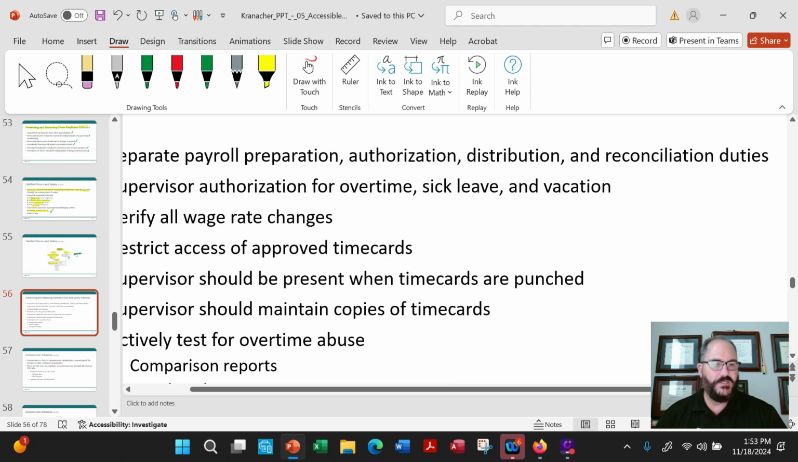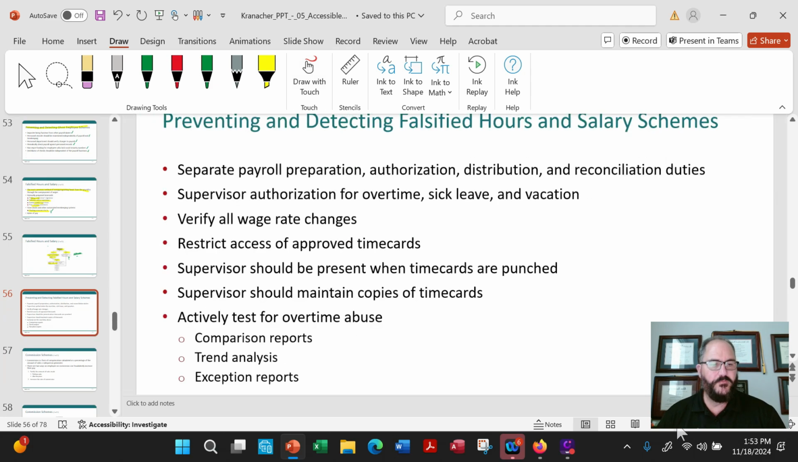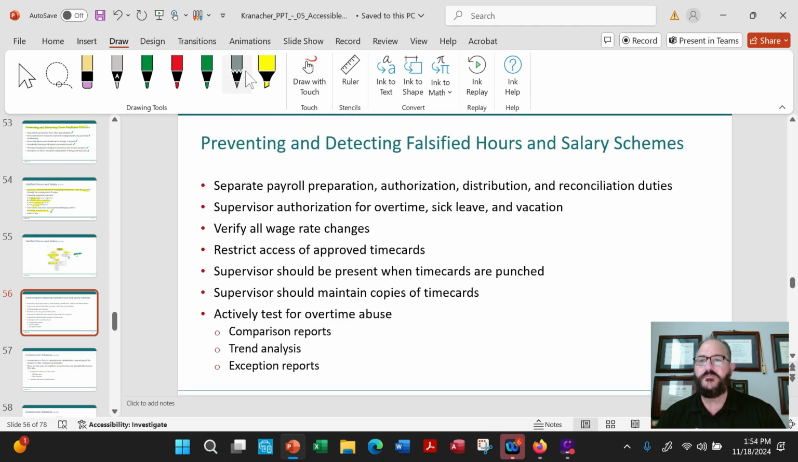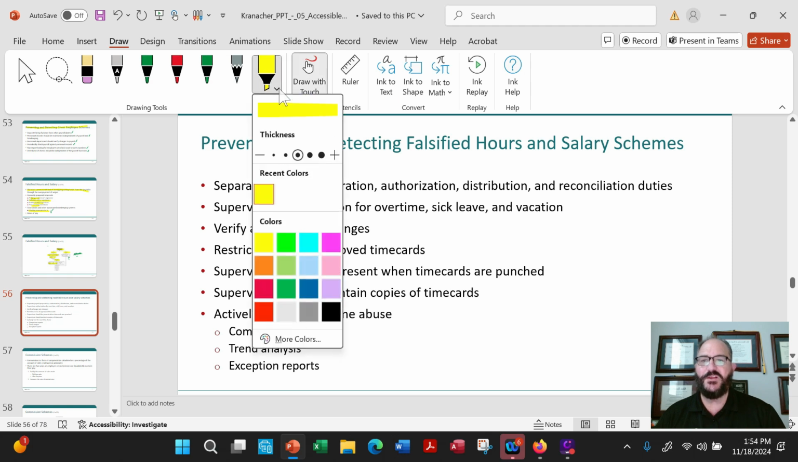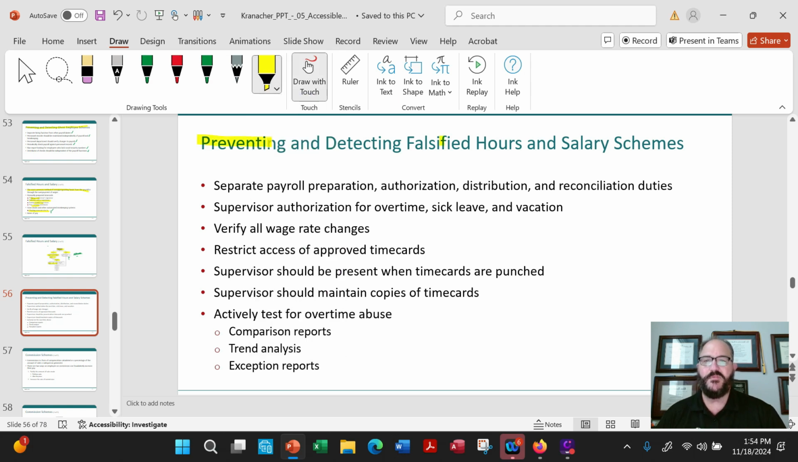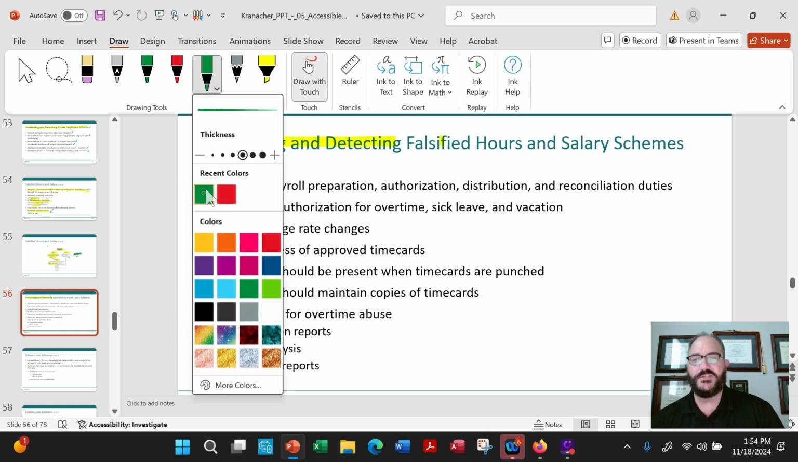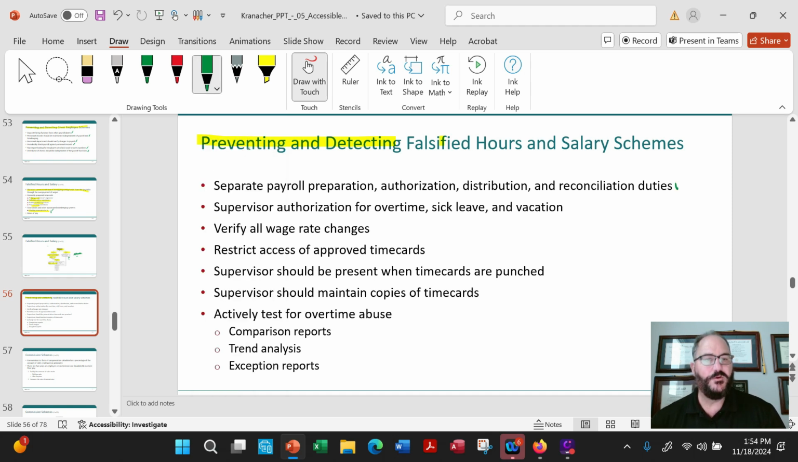Now we're going to talk about, well, how do you prevent this stuff? Preventing and detecting. Okay, here we go. So just think, when you're taking this test, all you've got to do is think about internal controls, and you should be in good shape. Authorization, verification, restrict access, present when time cards are punched.